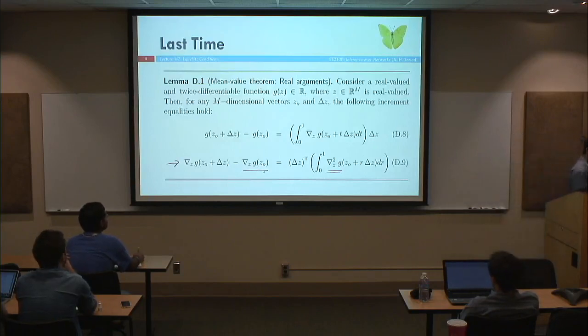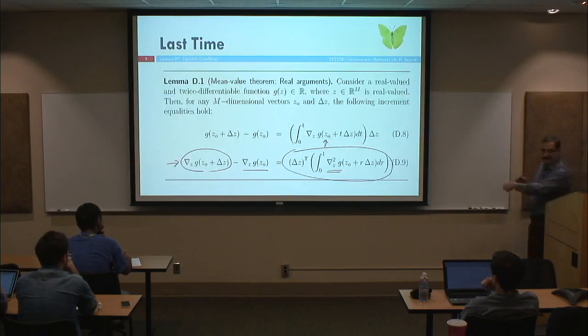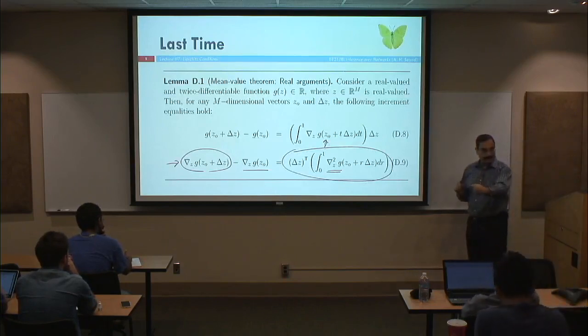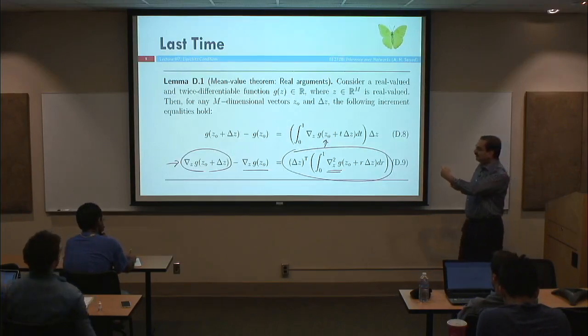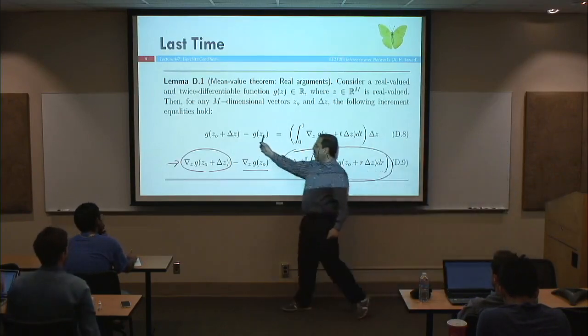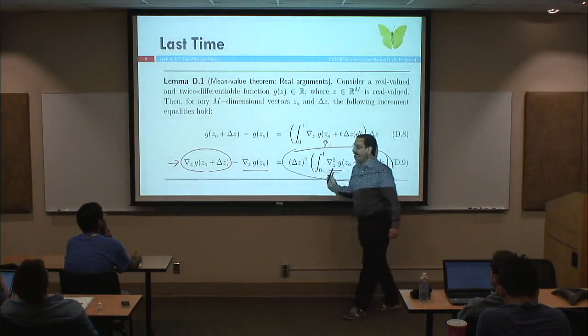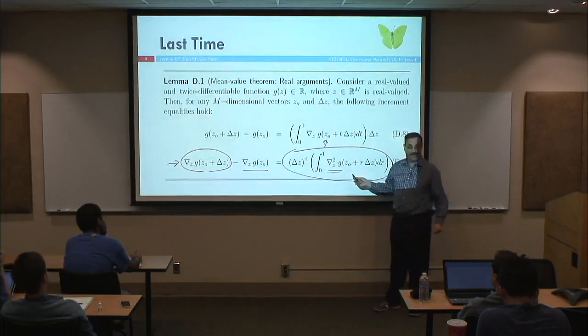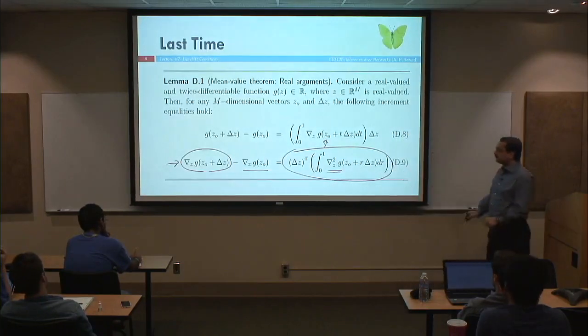Very good, okay? So I can replace this expression for the gradient up here, right? The second equation gives me an expression for the gradient. I can replace it inside the first integral. I will end up with an expression that tells me what the increment will be in terms of the Hessian now, right? I can use that. I will be using that very soon.